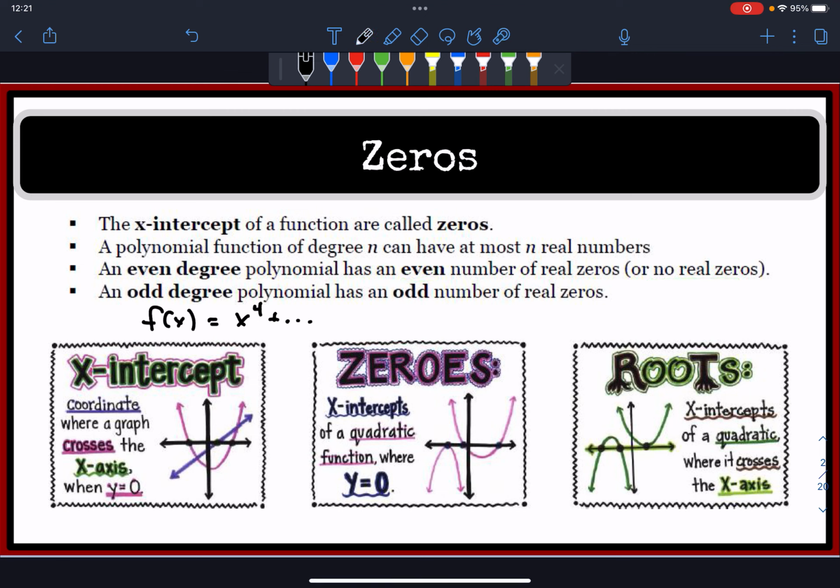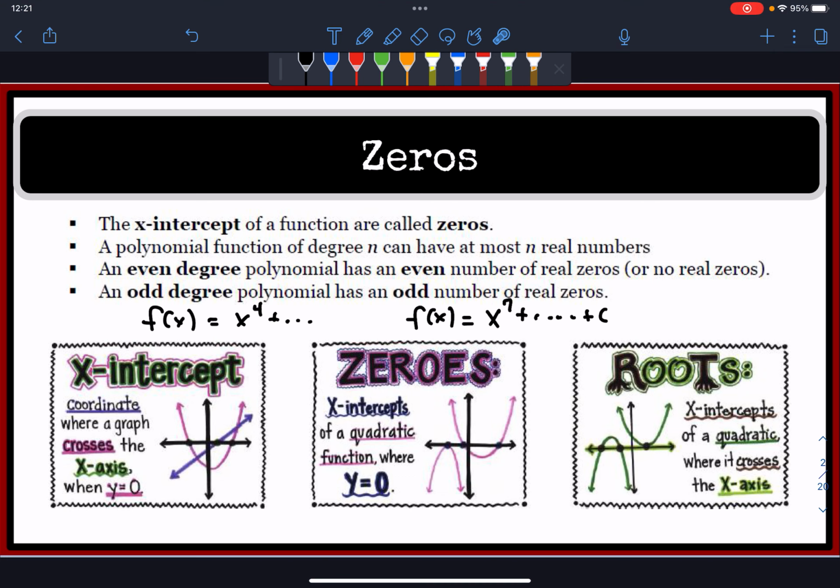However, if your polynomial is raised to an odd power, like 7, and again, we have all these other extra terms until we get to the constant, then this polynomial will cross the x-axis 7 times, or an odd number less than 7. 7 would be the most. So 7, 5, 3, 1, but an odd number of times. 7, however, would be the largest number of times that we can cross the x-axis. So we're going to have no more than 7 intercepts.